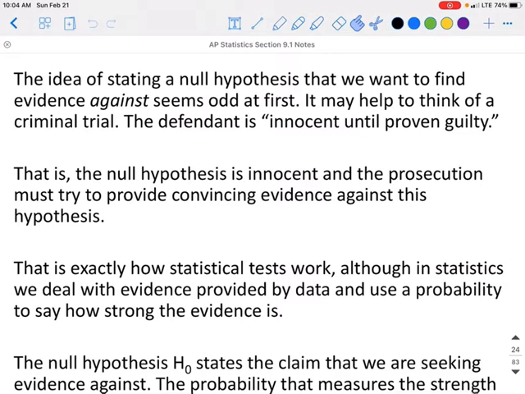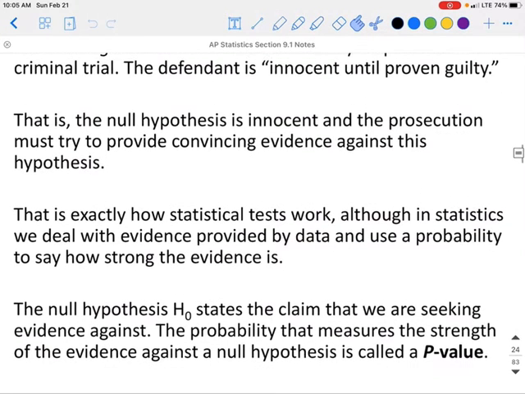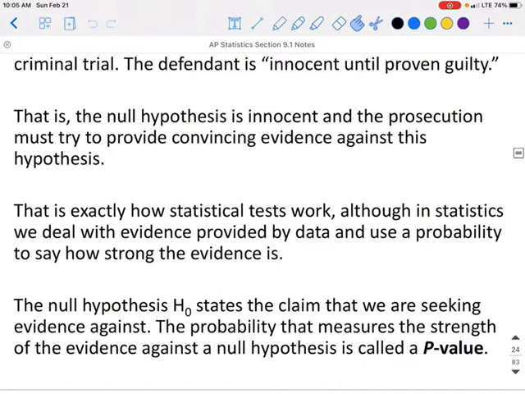That is, the null hypothesis is innocent of the prosecution, and they must try to provide convincing evidence against this hypothesis. That is exactly how statistics tests work, although in statistics, we deal with evidence provided by data and use a probability to say how strong the evidence is. The null hypothesis, H sub 0, states the claim that we are seeking evidence against. So you can think of your null hypothesis as your defendant.